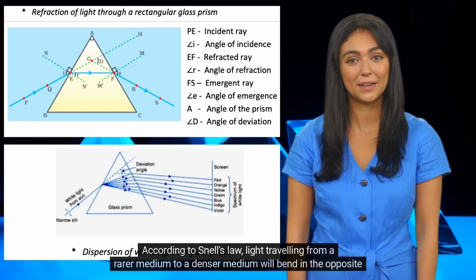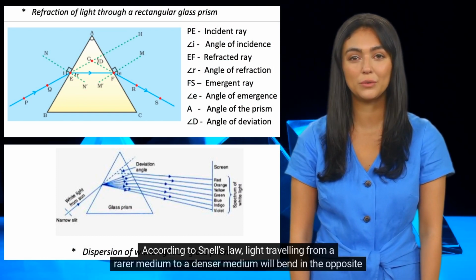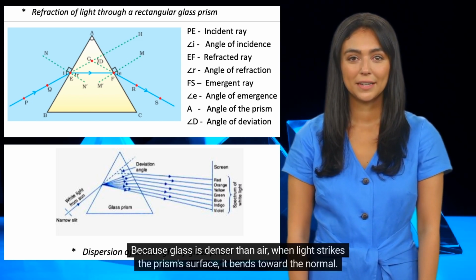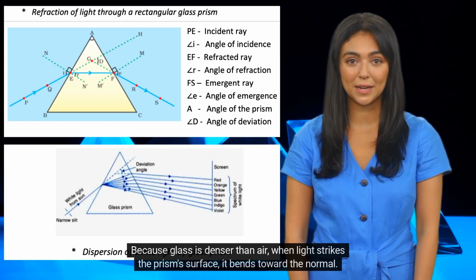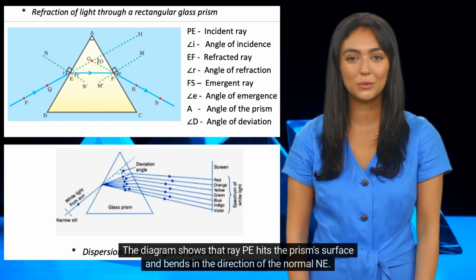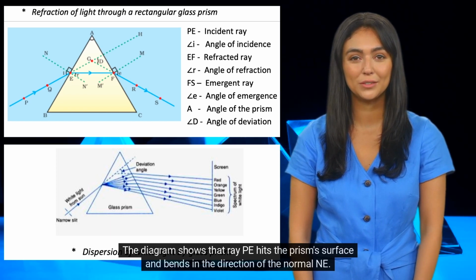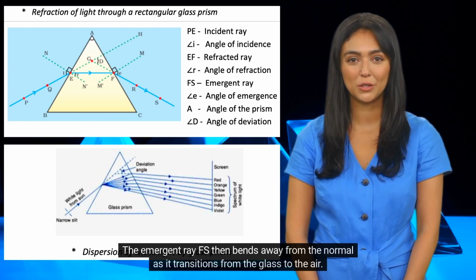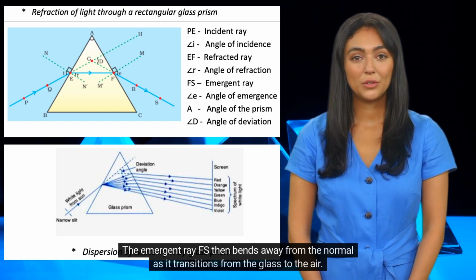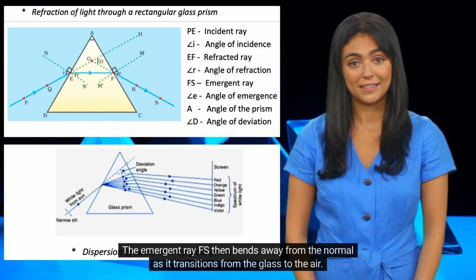According to Snell's law, light traveling from a rarer medium to a denser medium will bend toward the normal. Because glass is denser than air, when light strikes the prism surface, it bends toward the normal. The diagram shows that ray PE hits the prism surface and bends in the direction of the normal NE. The emergent ray FS then bends away from the normal as it transitions from the glass to the air.